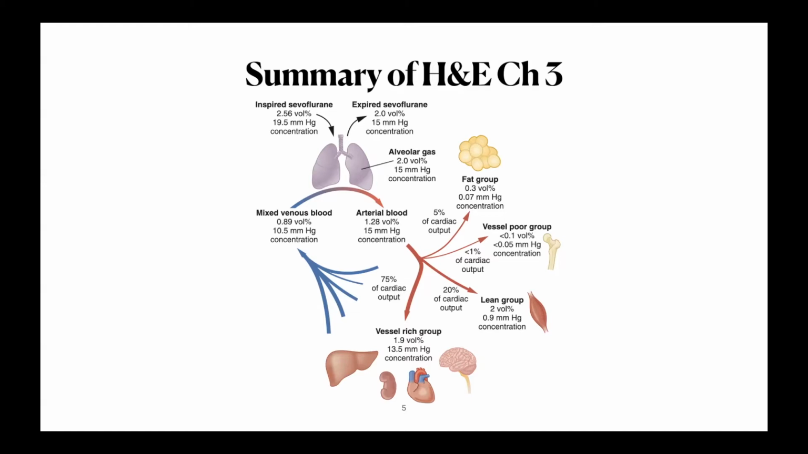The problem is that once you head over to arterial blood, this is where I can't seem to make sense of it. So arterial blood, you've gone from 2% to 1.28%. Fat goes to 0.3%, less than 0.1. Lean group is 2%. Vessel-rich group is 1.9%, and mixed venous is 0.89%. I don't know how they work out the volume percentage, and I think that's the dissolved portion of it. So there must be something to do with the partition coefficients involved.